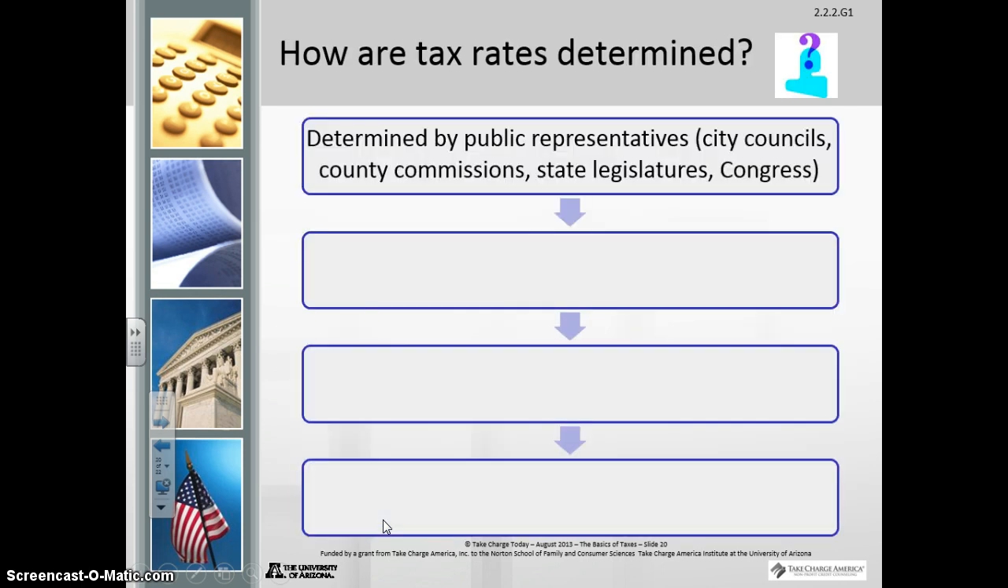How are tax rates determined? Determined by public representatives, city councils, county commissions, state legislators, and Congress.